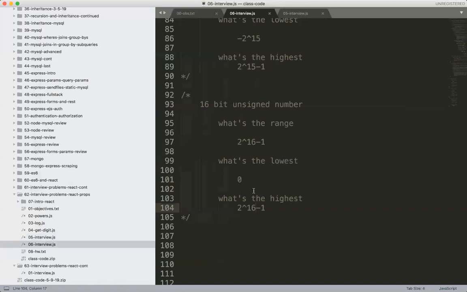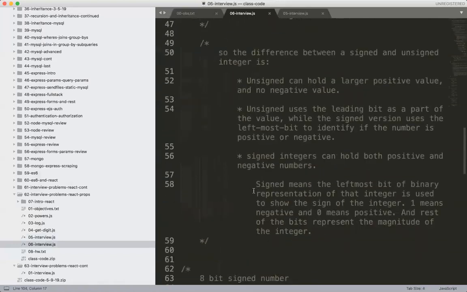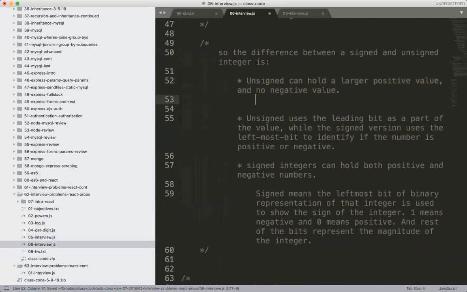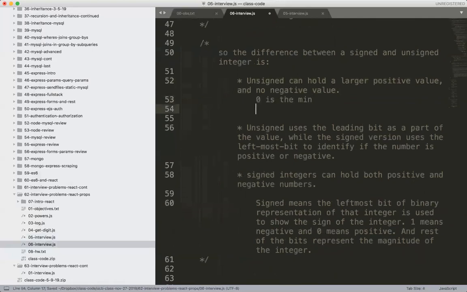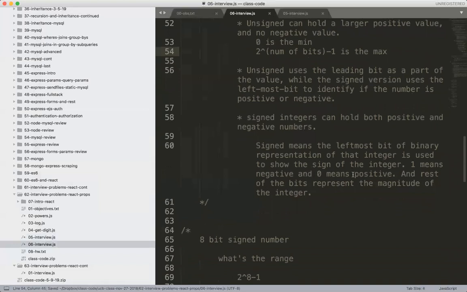Yeah, go ahead, Sandy. So unsigned has to be positive. I'll write that over here too. So unsigned can hold a larger positive value and no negative value. So 0 is the min, and 2 to the number of bits minus 1 is the max. And signed can hold both negative and positive.